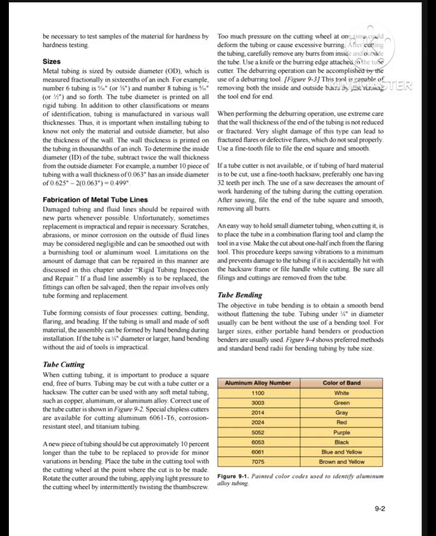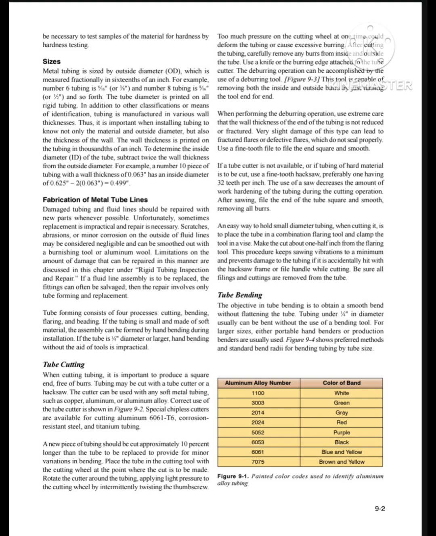And another topic of this chapter is tube cutting. When cutting tubing, it is important to produce a square end free of burrs. Tubing may be cut with a tube cutter or a hacksaw. The cutter can be used with any soft metal tubing such as copper, aluminum, or aluminum alloy. Correct use of the tube cutter is shown in this figure. Special chipless cutters are available for cutting aluminum 6061-T6, corrosion resistant steel, titanium tubing, and so on.